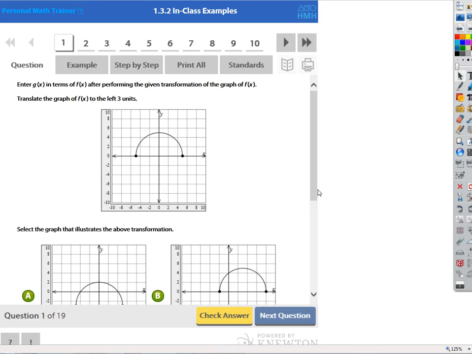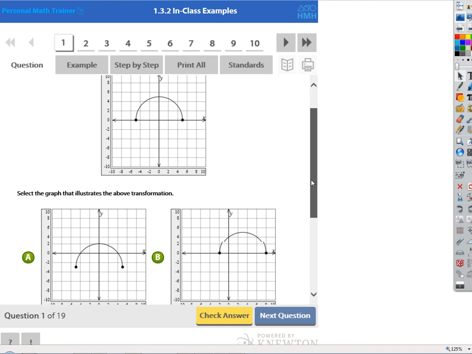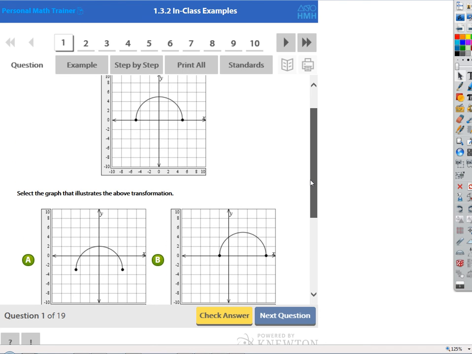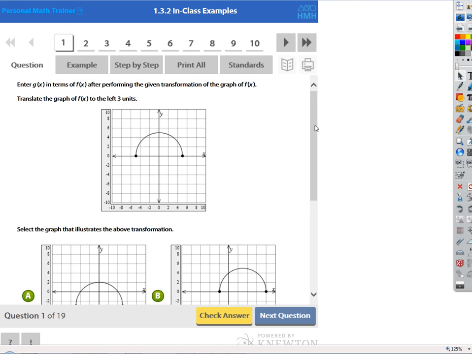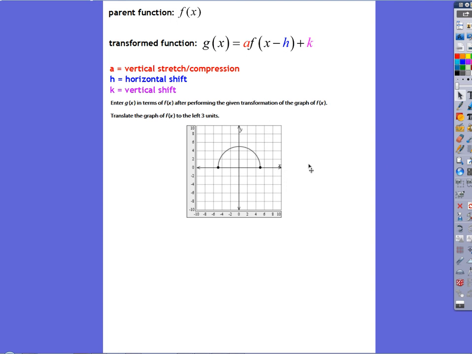We want to transform that by translating it 3 units to the left. So first of all, which of these graphs represents that? We're starting with that one at the top. Which one is translated 3 units left? C. Everybody agrees it's C, right? Okay.